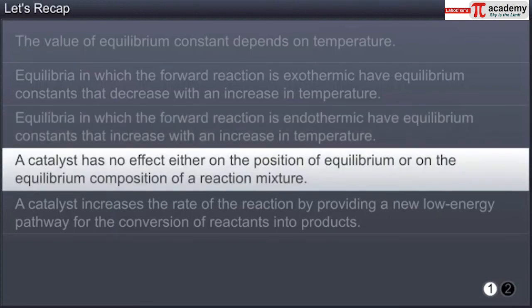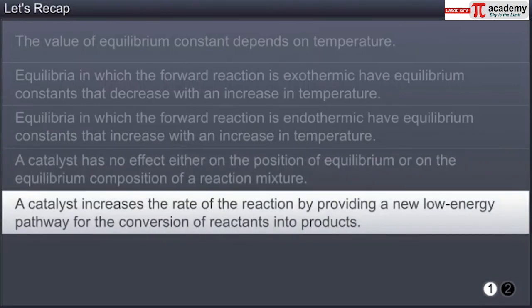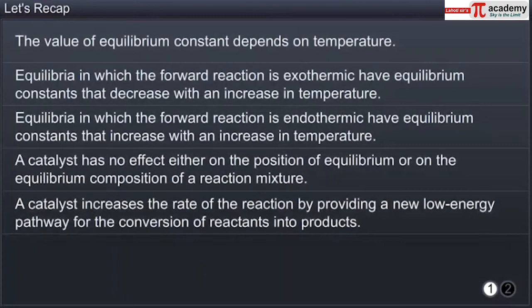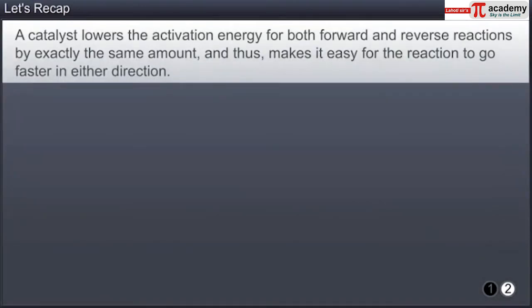A catalyst has no effect either on the position of equilibrium or on the equilibrium composition of a reaction mixture. A catalyst increases the rate of the reaction by providing a new low-energy pathway for the conversion of reactants into products. A catalyst lowers the activation energy for both forward and reverse reactions by exactly the same amount, and thus makes it easy for the reaction to go faster in either direction.